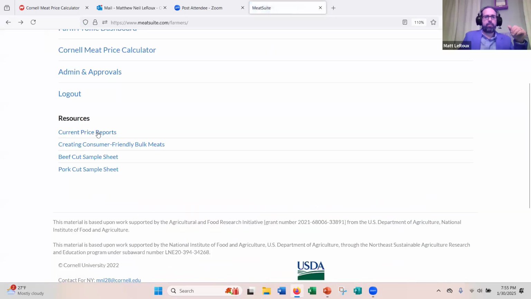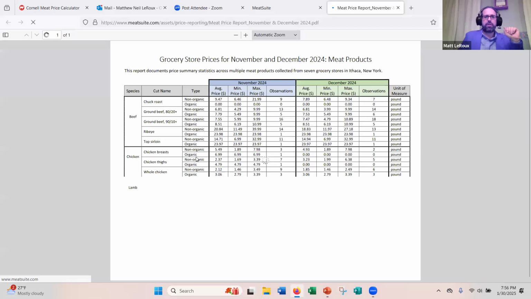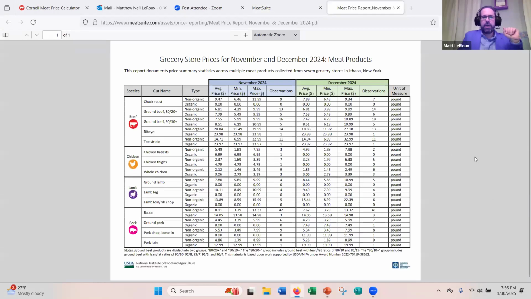And then we have our price reports. So we're doing monthly grocery store price reports. They are being done in Ithaca, New York. It is what it is. That's where I have a grad student who can go into all the stores each month. So let's show you the grocery store price report.